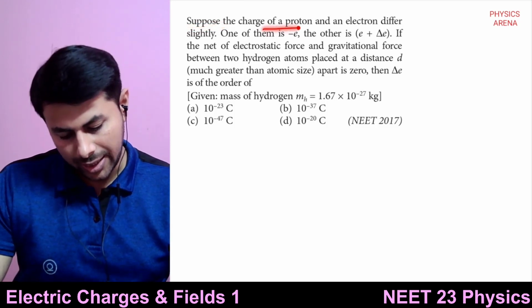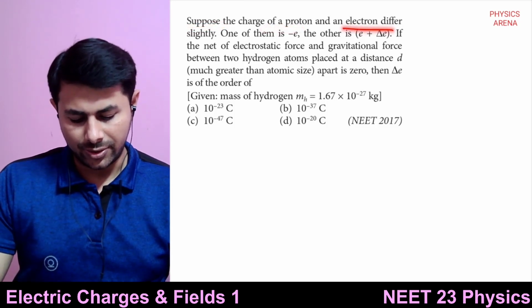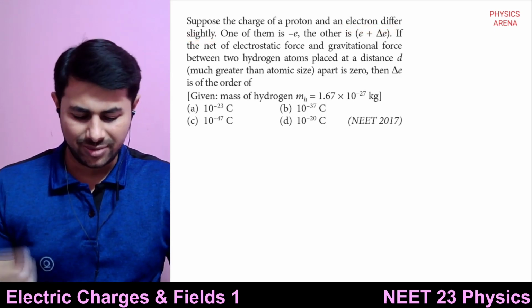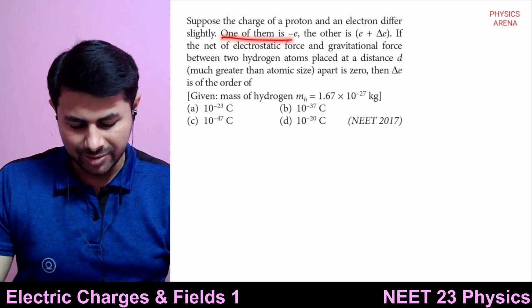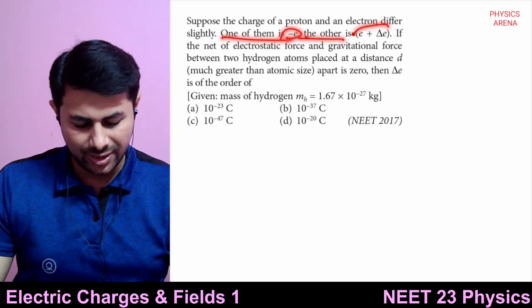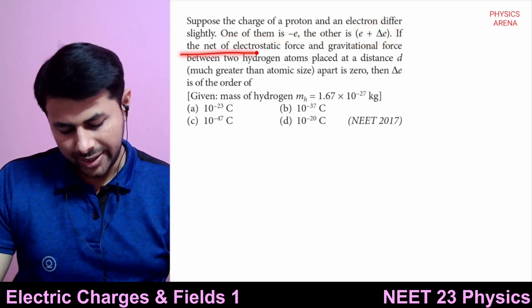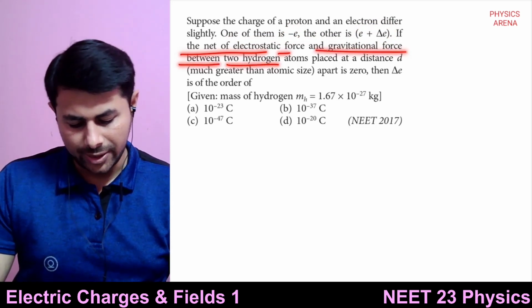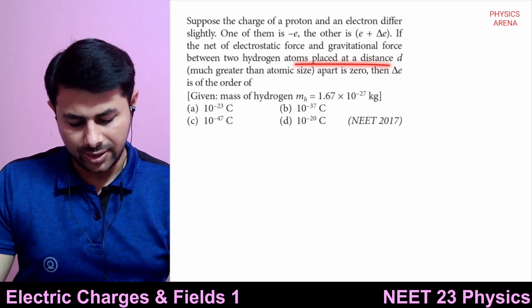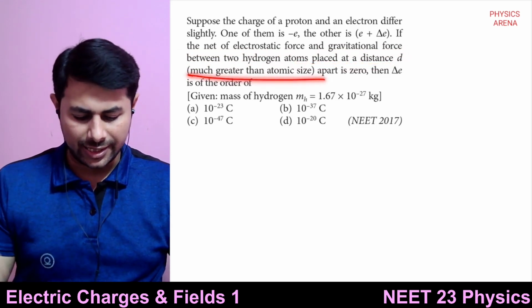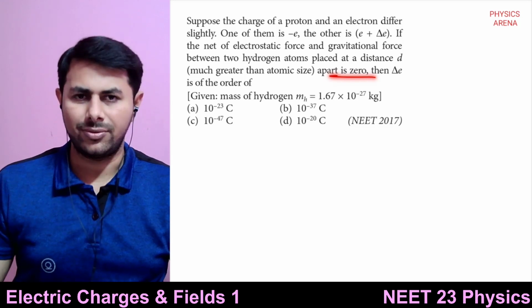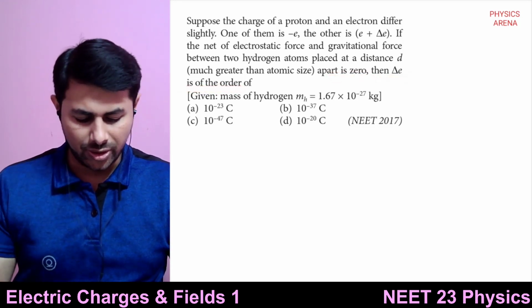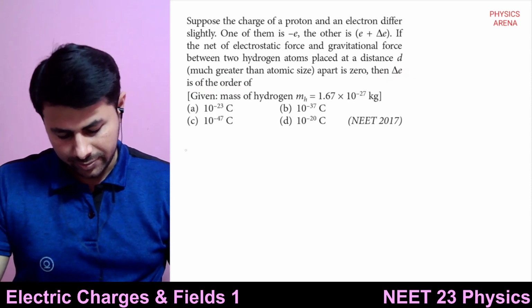Let's see the next one. Suppose the charge of a proton and an electron differ slightly. Okay, the charge on proton and electron, they differ slightly. One of them is minus e, the other is e plus delta e. If the net electrostatic force and gravitational force between two hydrogen atoms placed at a distance d, much greater than atomic size, apart is 0, then delta e is of the order of. This is the question.